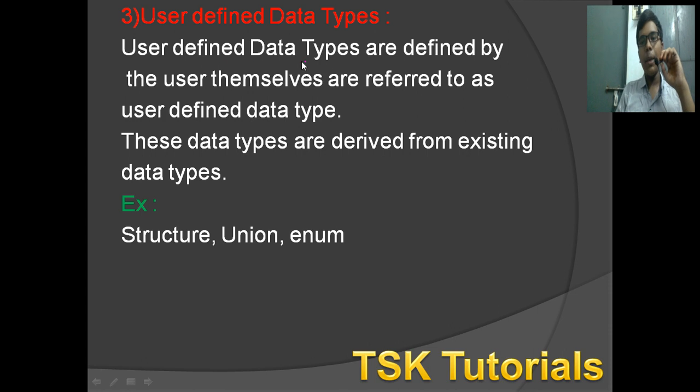User-defined data types are defined by the users themselves, and they depend upon their needs and necessities, derived from existing data types. They also come under separate kinds, or they are derived from some existing kinds of data types, and you can derive them based on your requirement. Some major examples of user-defined data types are structure, union, and enum. Now let's discuss these in detail.